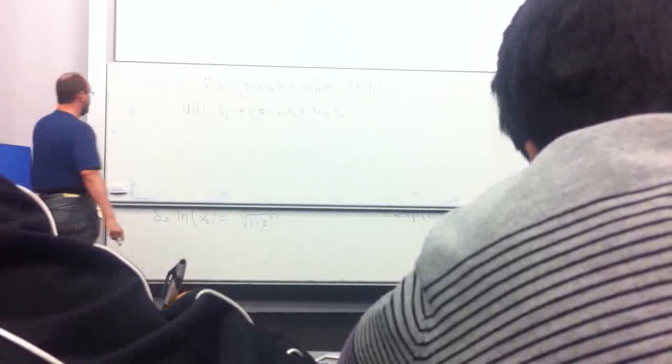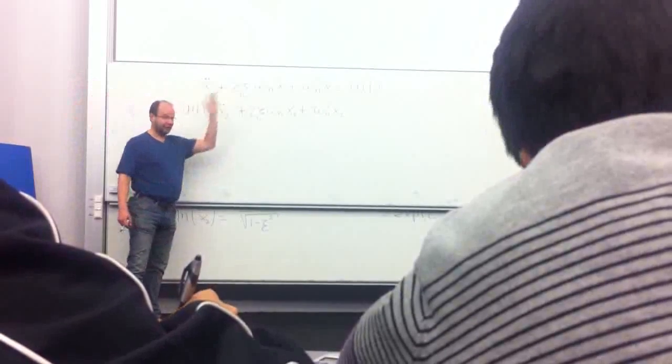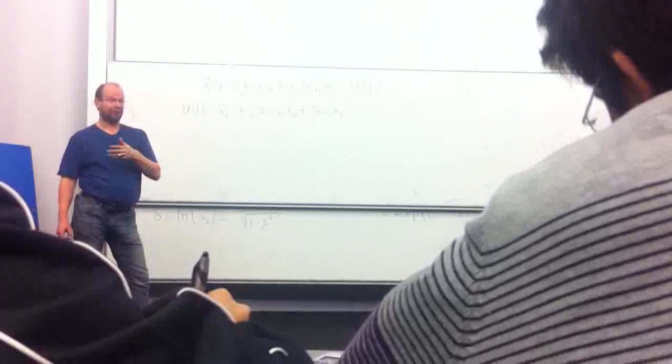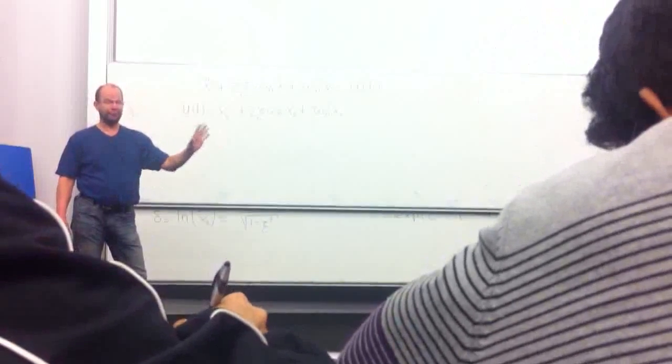That is what we mean by a function being a solution. It satisfies the differential equation. So if I apply this recipe to the function, take the second derivative plus 2 zeta omega n times the first derivative plus omega n squared times the function itself, it has to be equal to u. That's what I mean by a solution.